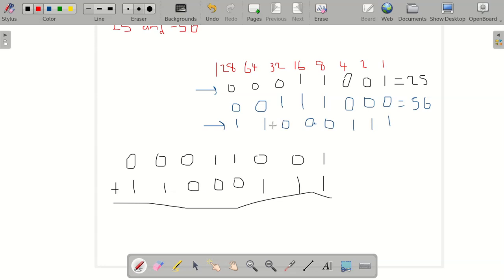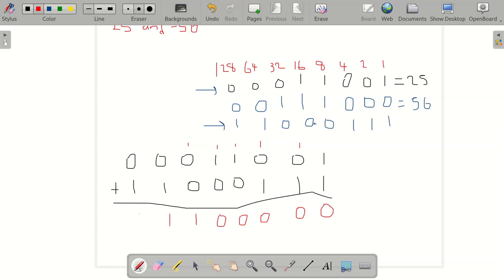So here we say 1 plus 1. Remember it's a 0, we carry a 1. 1 plus 1 again, it's a 0, we carry a 1. 1 plus 1, it's a 0, we carry a 1. 1 plus 1, it's a 0, we carry a 1. 1 plus 1, it's 0, we carry a 1. Then 1 plus 0 is just 1. 0 plus 1, 1.